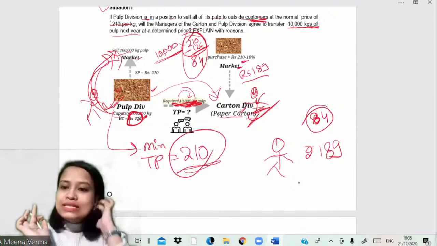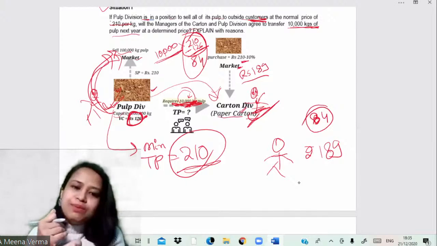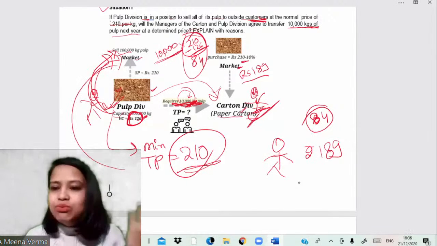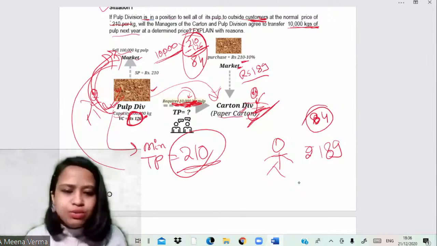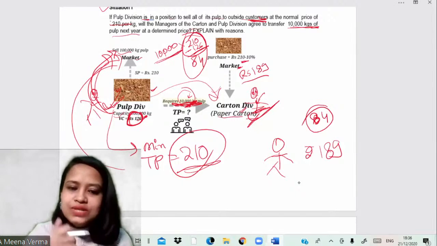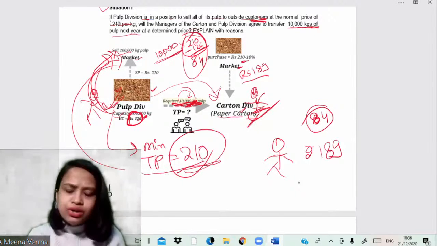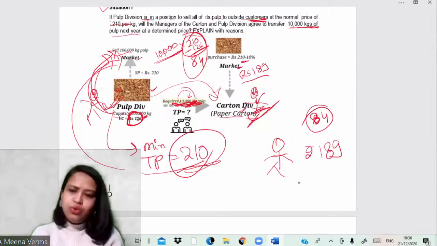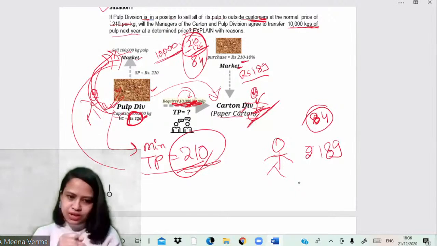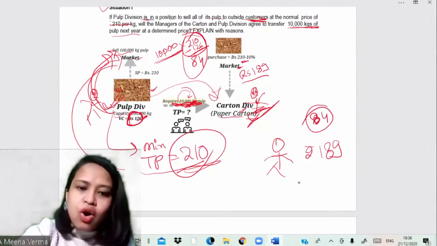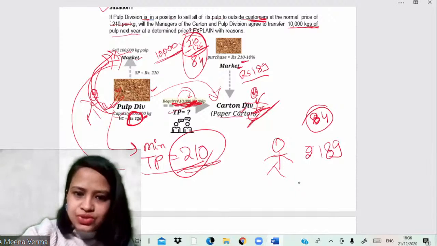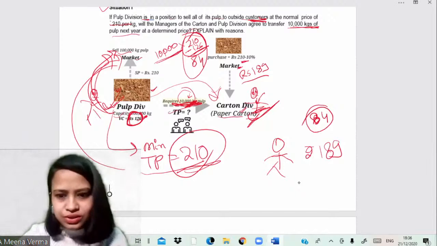Why should I reduce the price? I can sell the same good in the market for rupees 210. I'm losing my opportunity cost. I'm losing my contribution, and I want to recover that. Why should I transfer the goods to you? In this way, he will argue, and he doesn't want to reduce his transfer price below 210, for these 10,000 goods which he is transferring from pulp division to carton division.